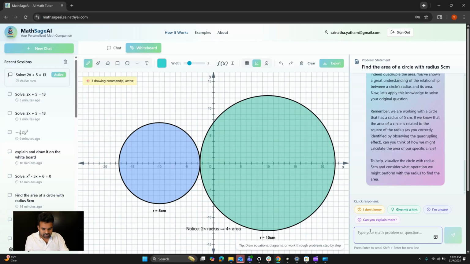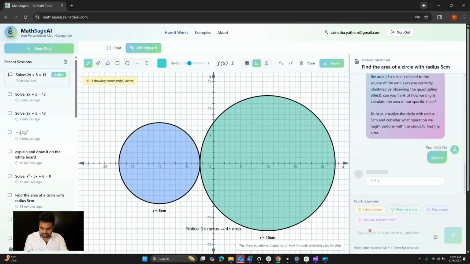So for that, what you have to do is square. So it's taking you to the answer. It's letting you tell the square. It's not telling you to square it.